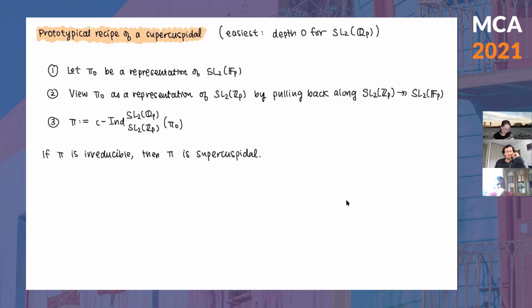The key here is that if I follow this recipe and I end up with an irreducible representation, then this representation is automatically supercuspidal.